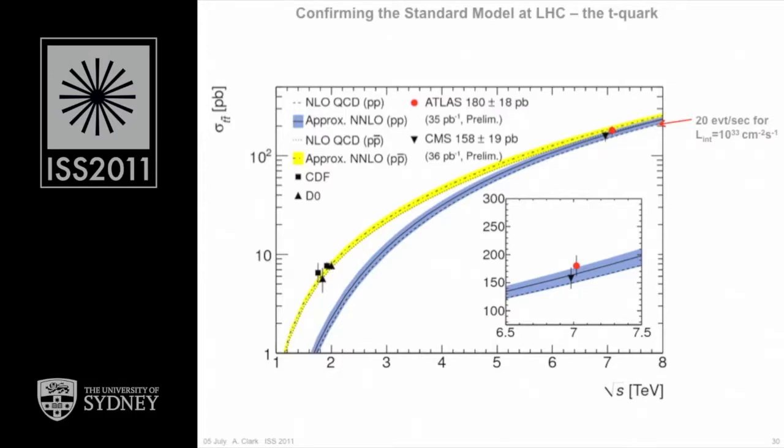These vertical lines give an indication of the precision of the measurement in each case, and the purple bar here gives the precision of the theoretical prediction. So you can see that everything fits extremely well together.